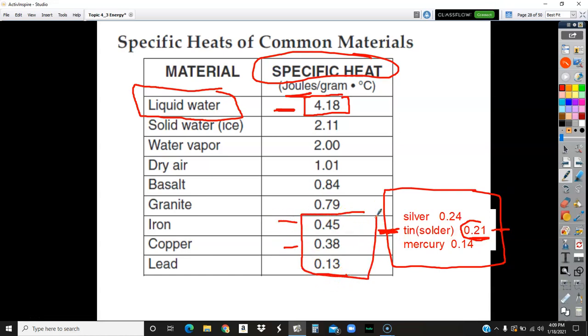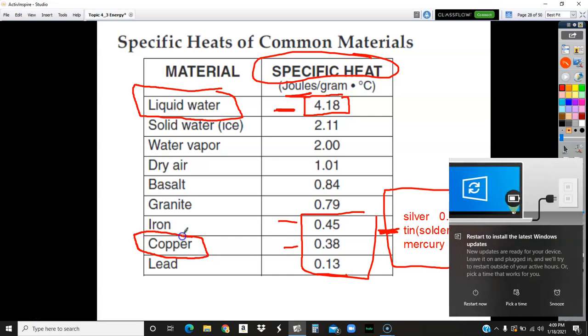I don't know if some of you maybe have them in your kitchen. People that use copper frying pans, copper pots and pans, very expensive.